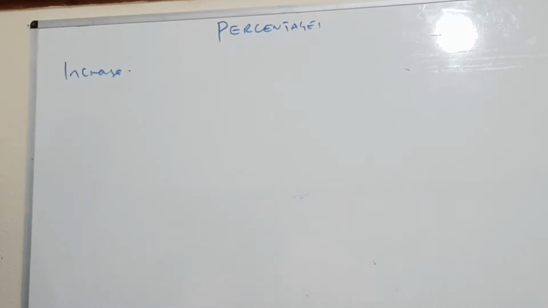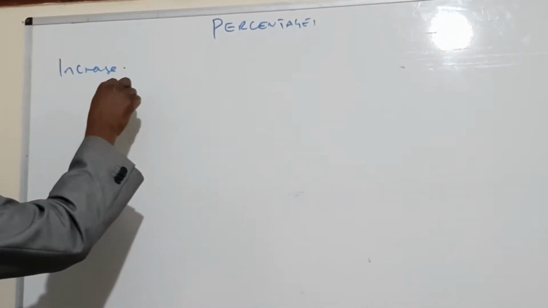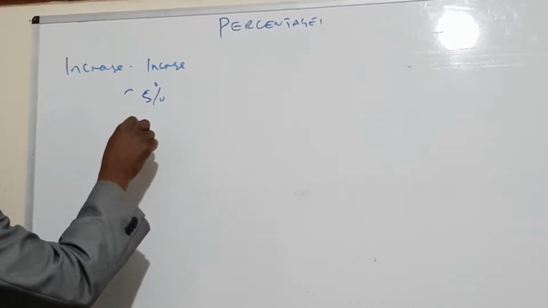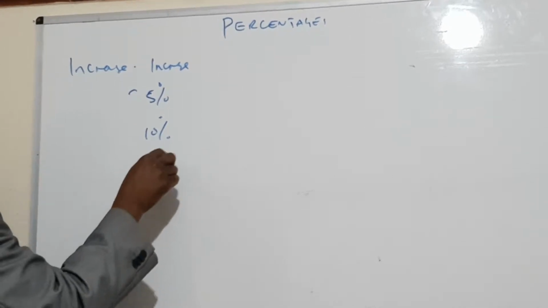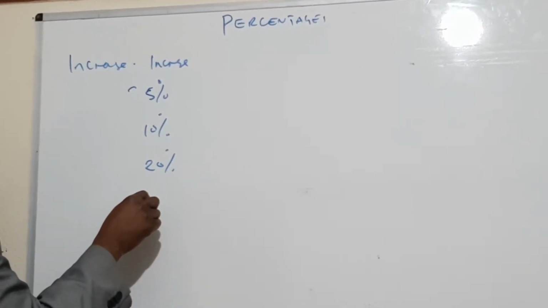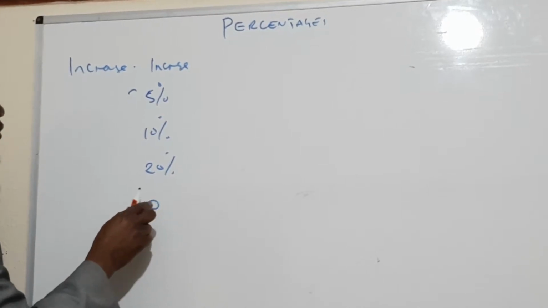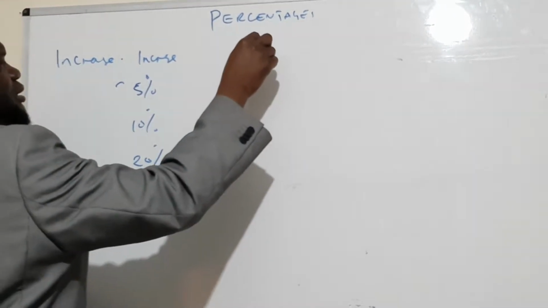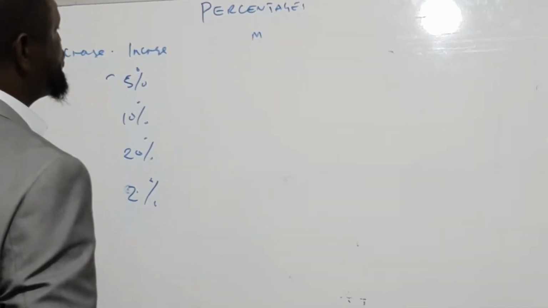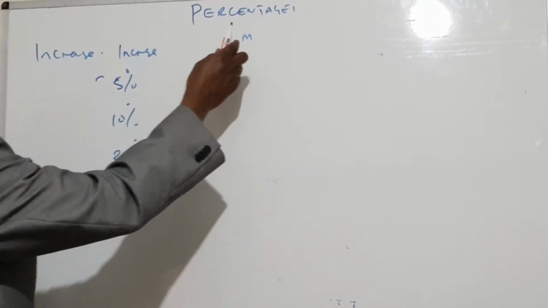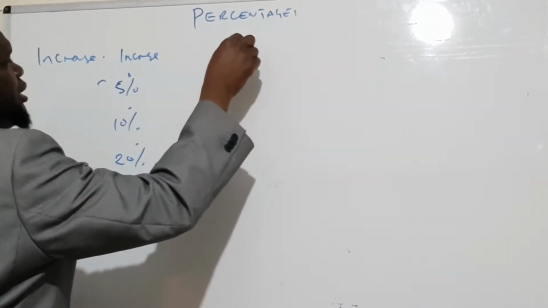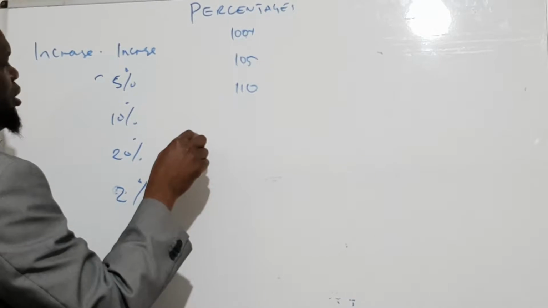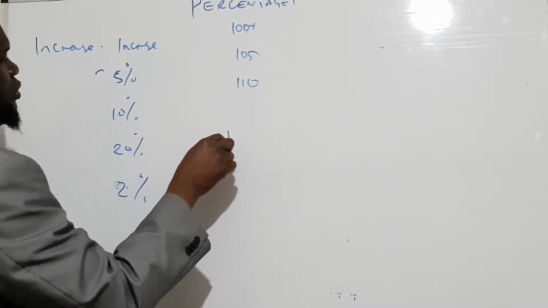Hike means surge, yeah? So let's take the percentage. 5% increase, yes? 10% increase. 20% increase. 2% increase, yeah? What is the multiplier? Now we definitely know, 5%, when it increases, plus 100, this will become 105. This will become 110. This will become 120.